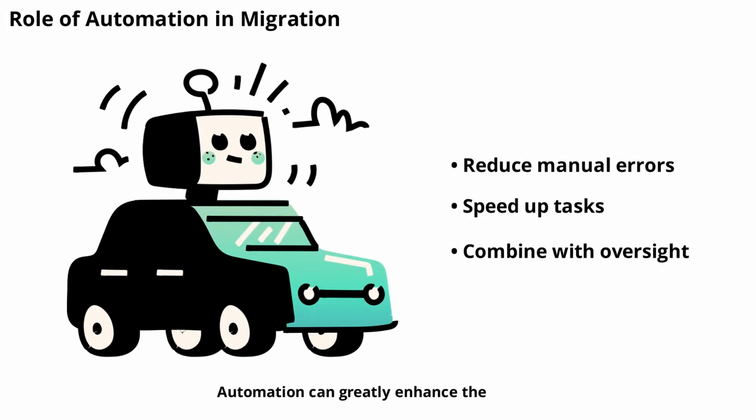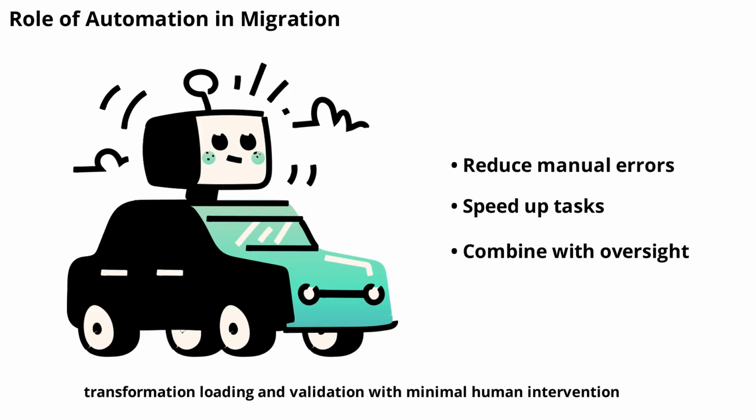Automation can greatly enhance the safety and efficiency of data migration. Automated tools reduce manual errors, speed up repetitive tasks, and provide consistent results. They can handle data extraction, transformation, loading, and validation with minimal human intervention. However, automation should be carefully configured and monitored to avoid unintended consequences. Combining automation with human oversight delivers the best balance of speed, accuracy, and safety during ITSM data migration.